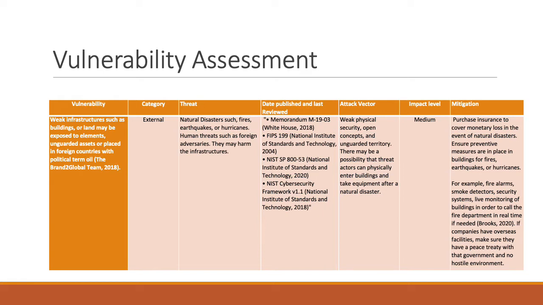Ways to mitigate potential vulnerabilities would be to ensure that insurance is purchased to cover any type of monetary loss in the event of natural disasters, ensure that there are preventive measures in place in the event of fires, earthquakes, or hurricanes. In addition, if infrastructure is placed overseas, make sure that there's a peace treaty with that particular government and not in a physically hostile environment.